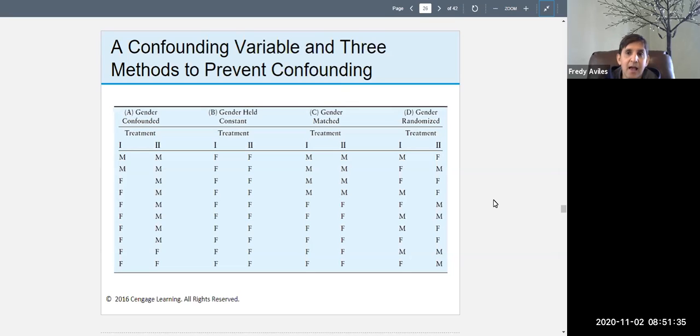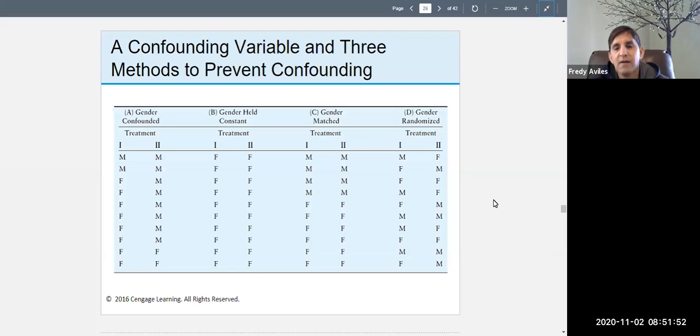If you find a difference between treatment 1 and treatment 2, it can't be the sex of the participants that's causing that difference, because they're the same in both groups. You have the same number of males and females in each group. It can't be that that's causing anything.